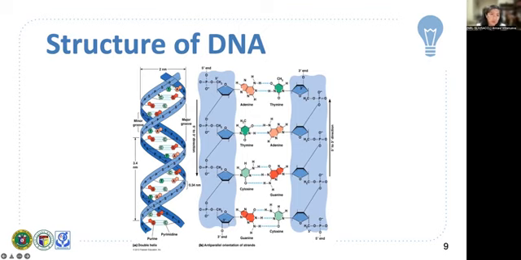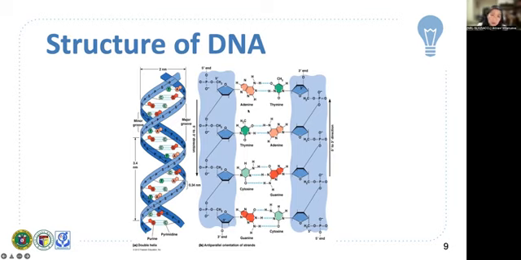So phosphate, sugar, it's alternating. And attached to each sugar molecule right here is one of the 4 nucleotide bases. So you have your adenine and your guanine. Here they are, adenine and guanine. They are called your purines. And your cytosine and your thymine, they are your pyrimidines.